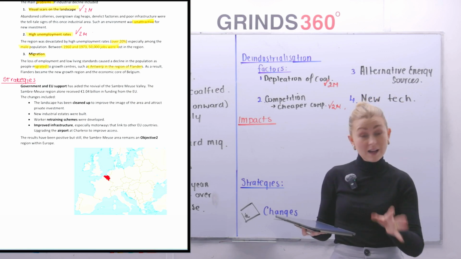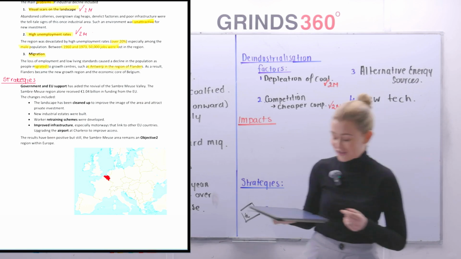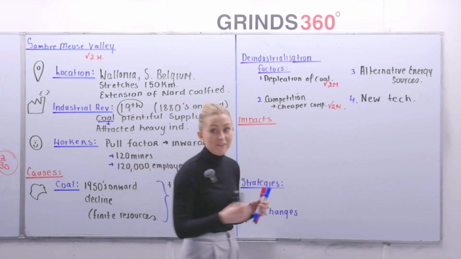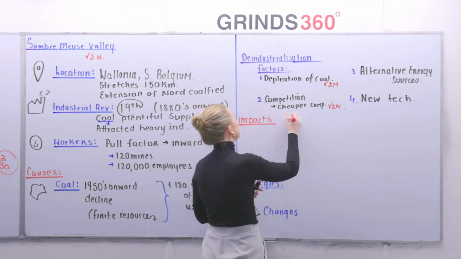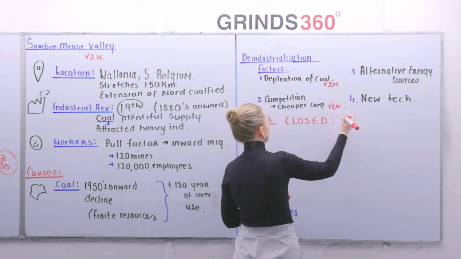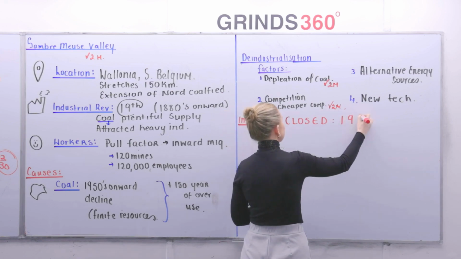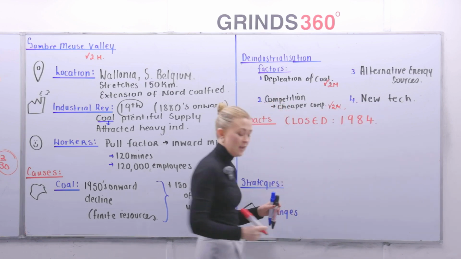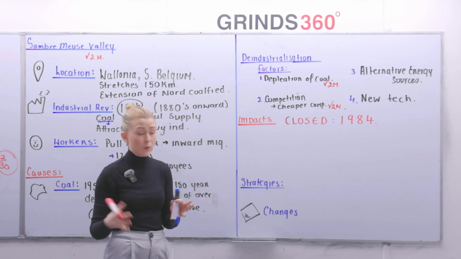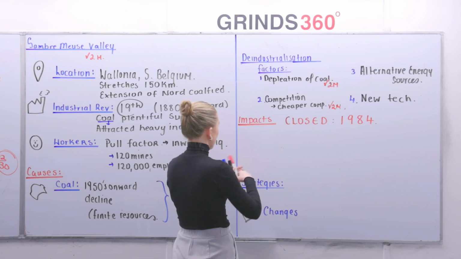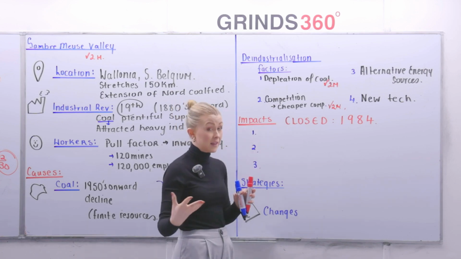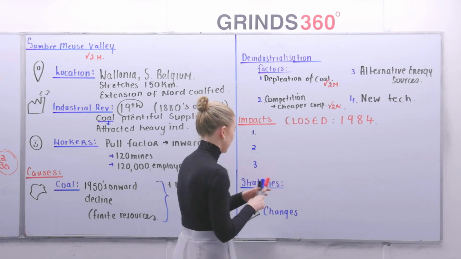Now, let's take what we have and let's break this up very simply before looking at our strategies. So, on our table, what do we have for our impacts? Well, our biggest impact here is obviously it closed. You'll actually see the little close symbol there. It closed in 1984. The Sambre-Meuse Valley closed in 1984, and that meant everybody at this point had lost their job. The impacts, we have 3. 1, 2, 3. Again, I'm keeping these nice and simple because I know you can explain this.